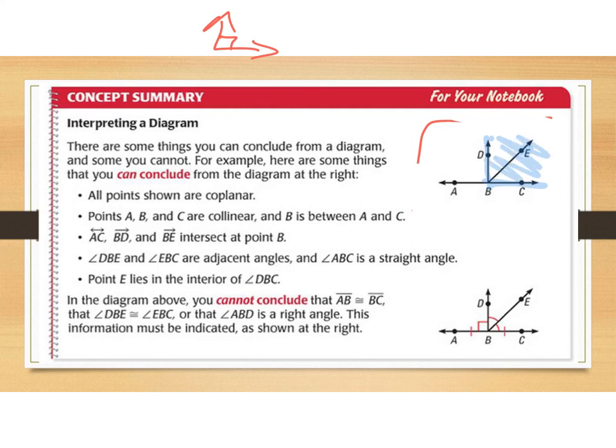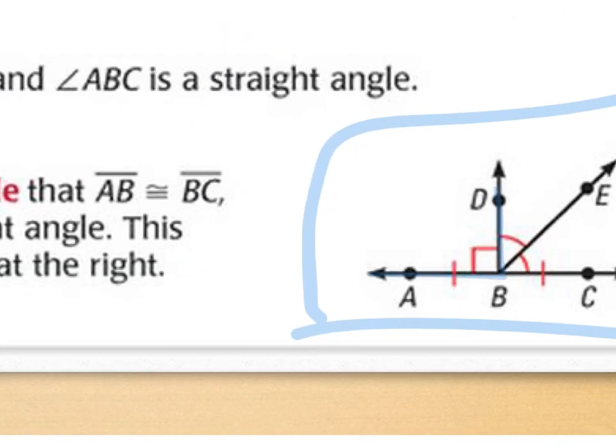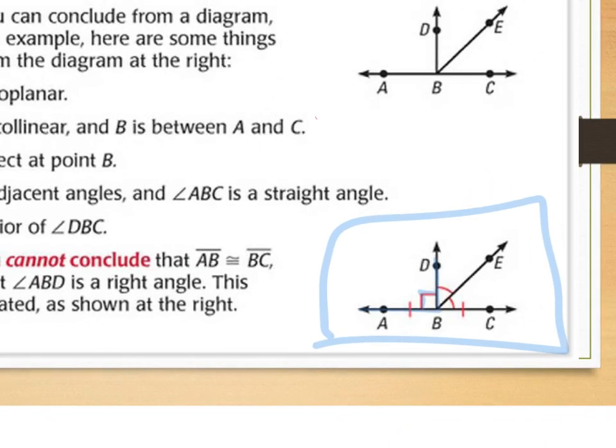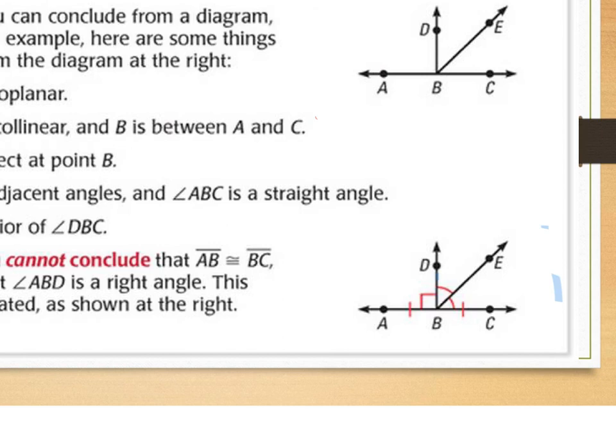Now, things that we can't conclude is we can't tell from this top picture that this is a right angle. We also can't say that B is the midpoint because we have no congruency marks. But as soon as the picture gets added with all these markings, then now I can conclude that ABD is a right angle. I could also conclude that B is the midpoint because I have these congruency marks here.